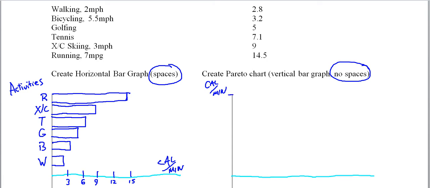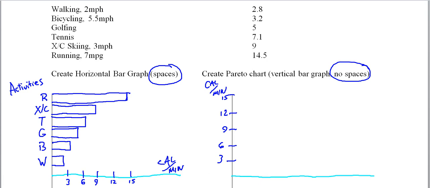We'll use 15 again. Let's see if I can space this out nicely. 3, 6, 9, 12, well, a little bit too far up at the top for 15, but again, we're freehanding this, and you're expected to do this by hand on the test, so there's room for human error here.